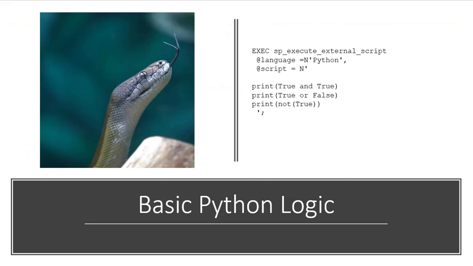This script is continuing with some real basic logic using Python in SQL Server. So I have three print statements, and it says print true and true. So true and true evaluates to true. My next one is true or false, and that should evaluate to true, because one or the other has to be true for it to be true. The third one, not true, should be false. So I will print that, and that's just basic logic in Python.